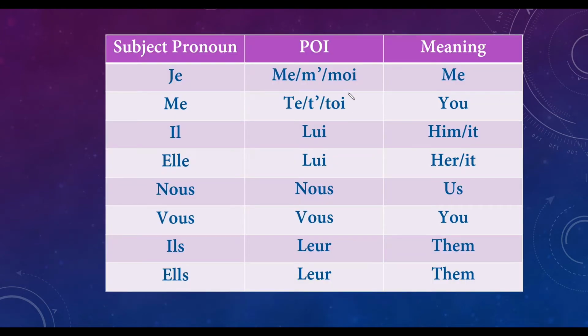Moi and toi, if you are using the imperative. Me becomes m' and te becomes t' if the word following starts with a vowel, so you drop the e here and you put an apostrophe. And you can also see that the indirect pronoun for both masculine singular and feminine singular is the same. Similarly, it is the same for masculine and feminine plural, which is leur. On continue.